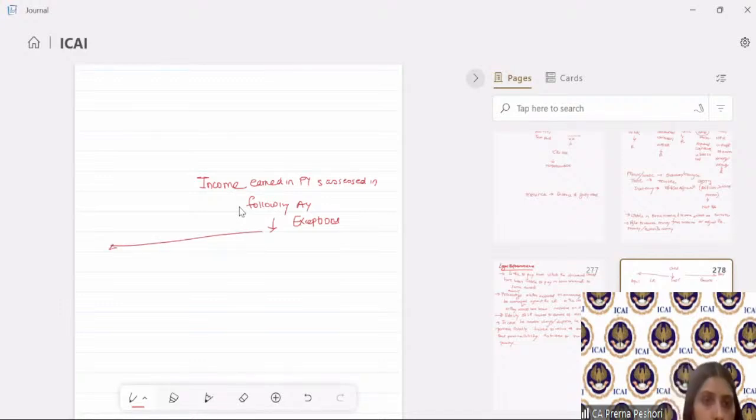Shipping business. In case of shipping business, section 172 requires that before a ship leaves, the income is assessed in the same previous year. So when a ship leaves, at that particular point in time, they have to take a certificate before the ship is leaving. So the income will be assessed in the same particular assessment year. It will not be assessed in the next assessment year.